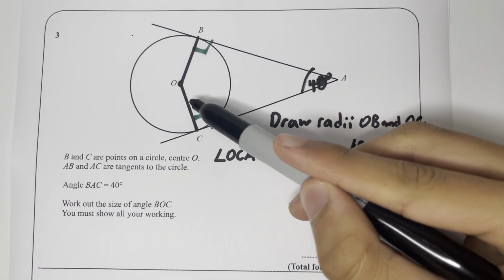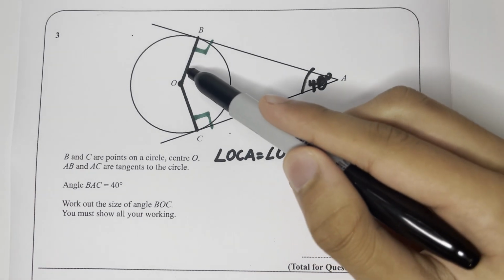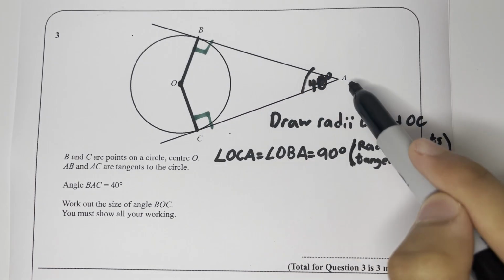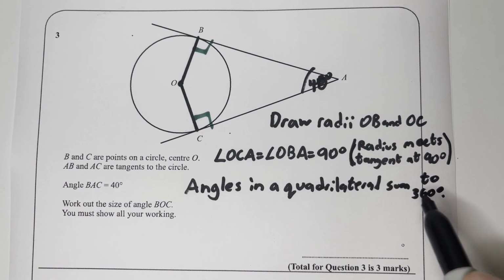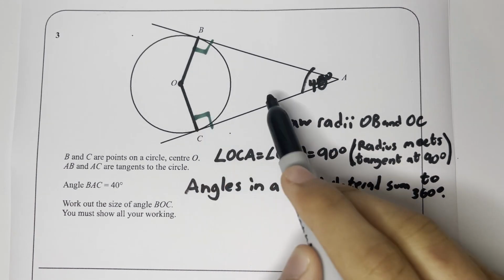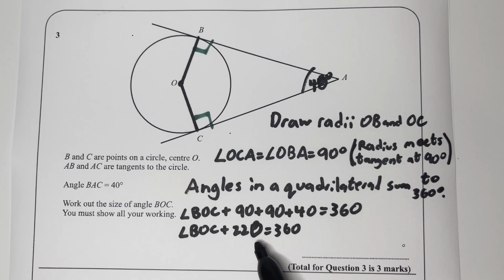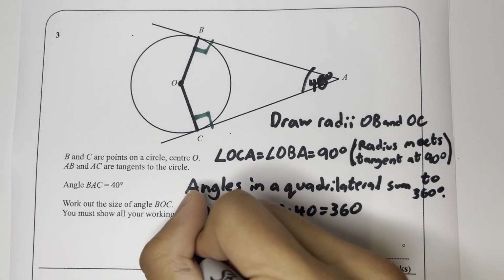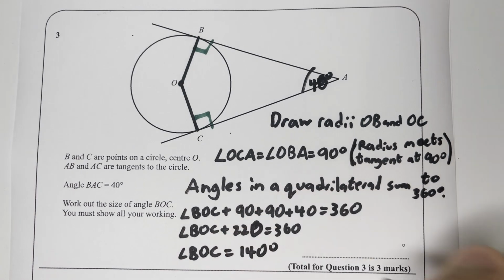Finally, to work out angle BOC, you must notice that we formed a quadrilateral here, a kite to be precise, with the 4 sides OB, OC, AC, and AB. The angles in a quadrilateral sum to 360 degrees. Here we've got 3 angles in a quadrilateral and 1 missing angle BOC, and all of these together must sum to 360. This means that angle BOC plus 220, which is the sum of these 3 angles, must equal 360. To get BOC on its own, we subtract 220 from both sides to find that angle BOC is equal to 140 degrees. That's our final answer.